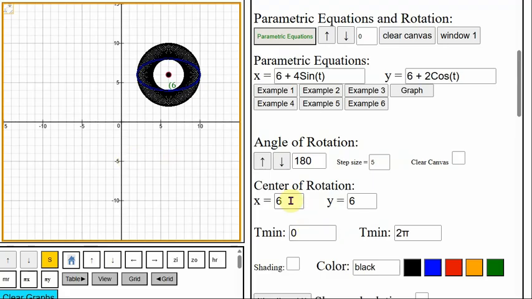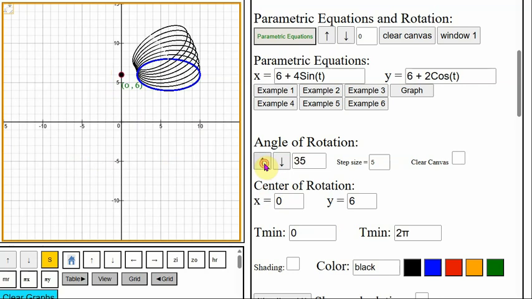And now let's say I want to rotate it around the point, let's say 0, 6. Then this is what it would look like.